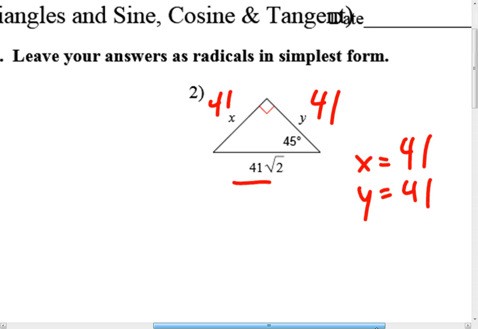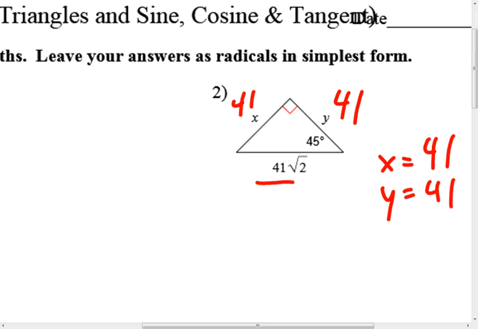So 1 and 2 are actually the same type of problem. What I've noticed, people are having trouble finding the hypotenuse when the triangle is not set up in its normal way. Hypotenuse is always across from the right angle. And I think that was a lot of the problems with the other side of this worksheet. Let's look at number 3.